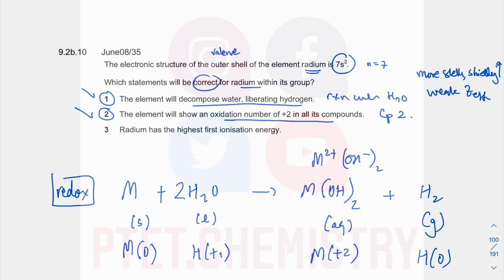Radium has the higher first ionization energy. That is incorrect. It will have a lower one, because going down group 2, as we mentioned, more shells, more shielded valence electron, weaker effective nuclear charge. It becomes easier for you to lose the outer shell electrons and become cationic. Oxidation is loss of electrons. It becomes easier for you to lose your outer shell electrons.